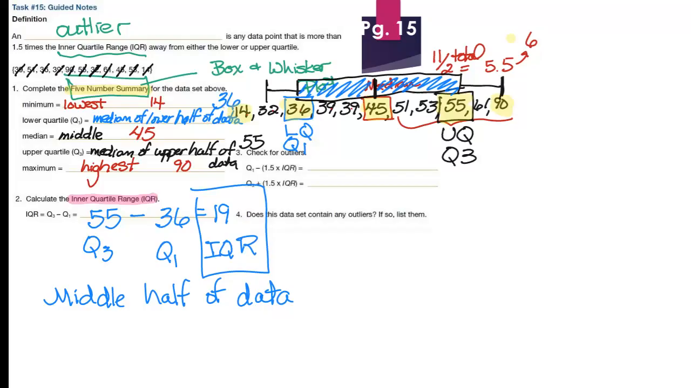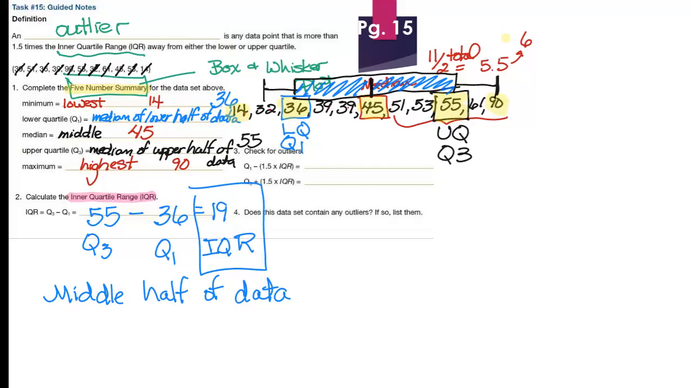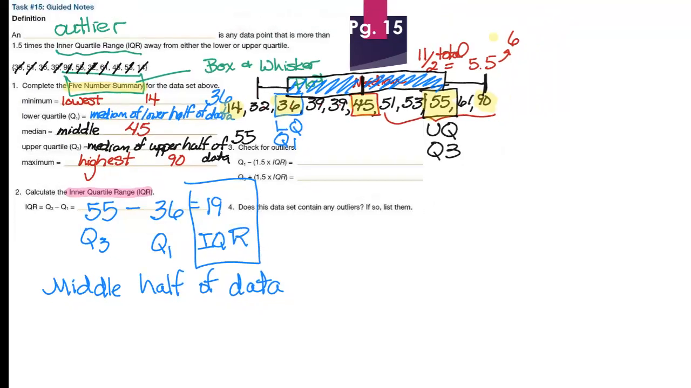Okay? Last but not least, we need to talk about these outliers. Sounds like an outlaw, right? Notice quartile 1. Oh, wait, I didn't take that low enough, did I? This needs to go all the way down to 14.